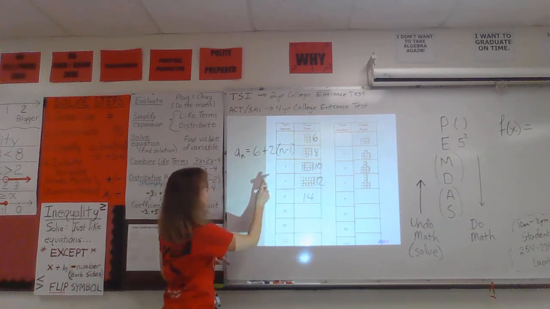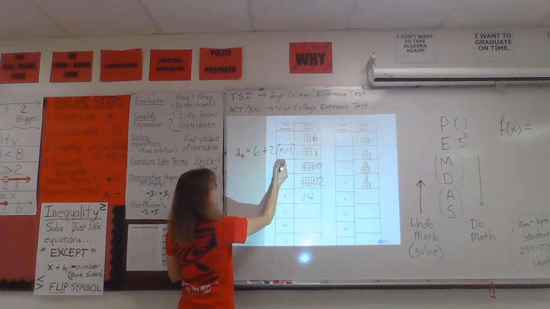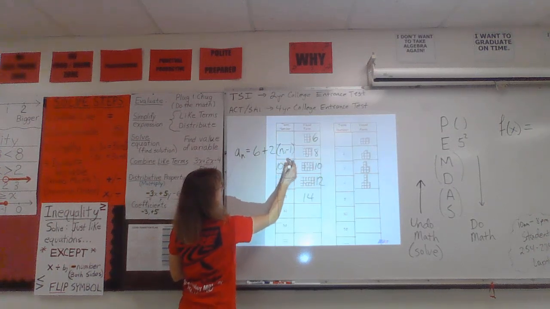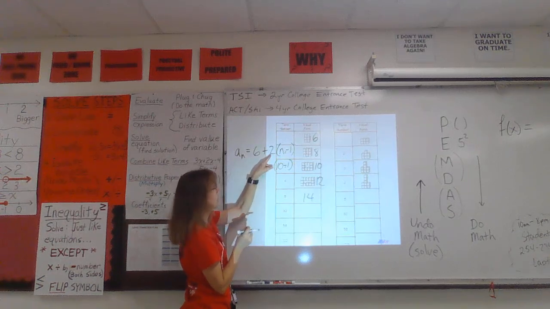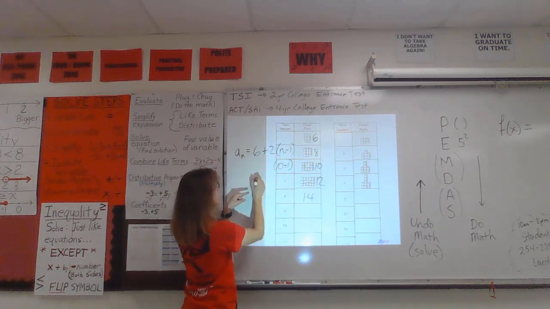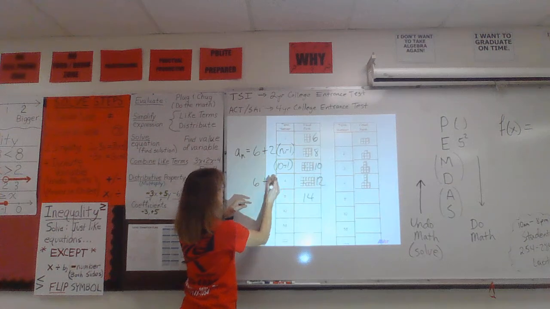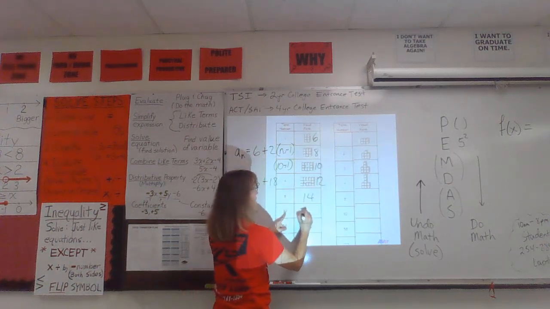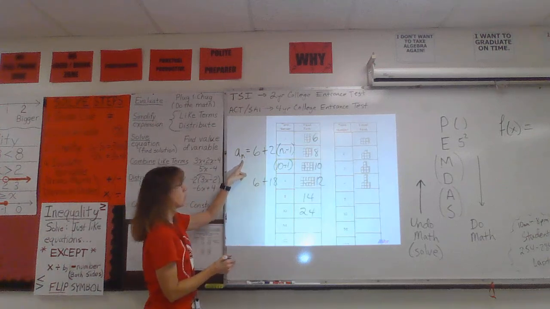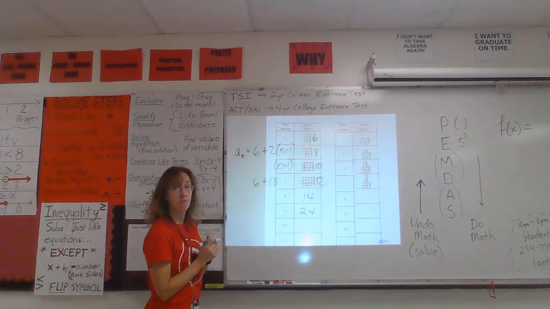So if I want the 10th term, my n is a 10. So if I plug in 10 minus 1 right there, 10 minus 1 is 9. 9 times 2 is 18. So now I have 6 plus 18. And 6 plus 18 is 24. So the 10th term is 24. I'm just using that explicit formula, plugging in 10 in for the n.